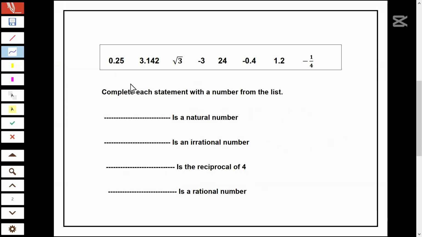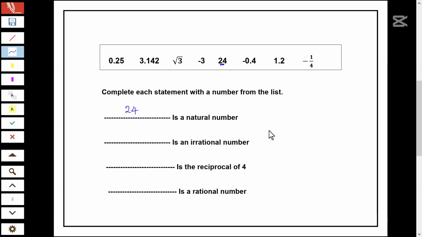Just like I said earlier, the natural numbers are counting numbers from 1 to infinity. So let's have a look at this list of numbers and identify the natural numbers. From the list of numbers here, the only natural number is 24. So the answer to this will be only 24. This is the only counting number here.